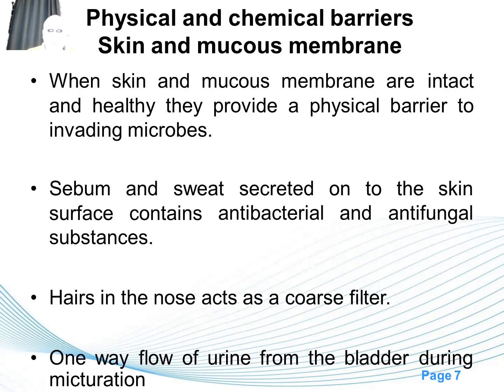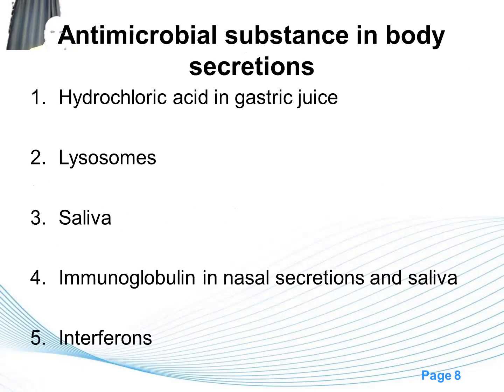So let us look at the physical and chemical barriers. An example is the skin and the mucous membrane. When our skin and the mucous membrane are intact and healthy, they provide a physical barrier to invading microbes. Sebum and sweat secreted on the skin surface contain antimicrobial, antibacterial or antifungal substances. Hair in the nose acts as a filter which prevents entry into the nostrils. One-way urine flow from the bladder is also a defense mechanism.